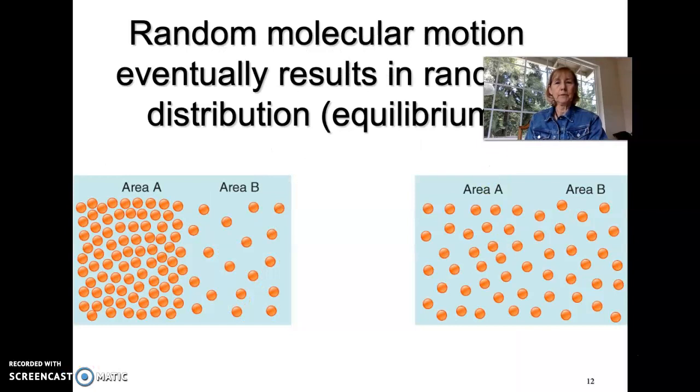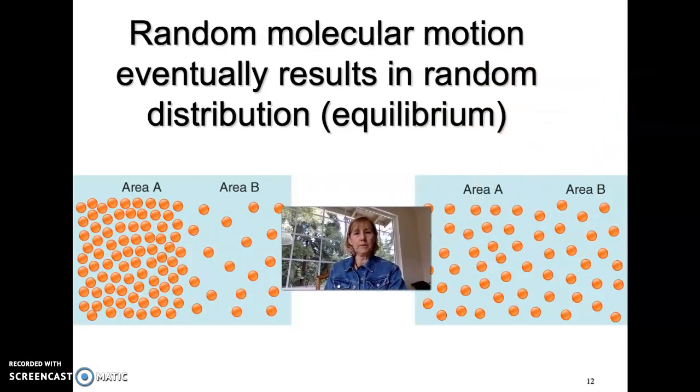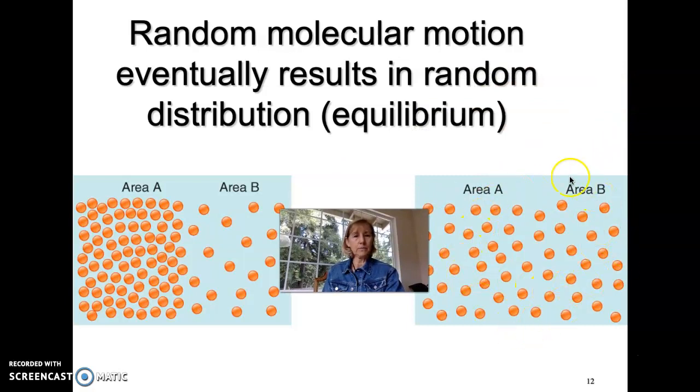So random molecular motion eventually results in something like this, where it is evenly distributed. Does that mean they stop moving? No. They continue to bump into each other, but they're distributed pretty evenly. Now imagine if you had to do it backwards, if you had to get all these balls more into that way, into where there was already a higher concentration. That's when you would need energy. But more on that later.